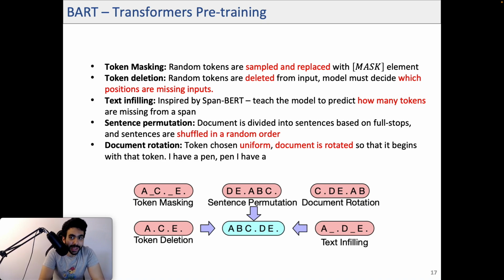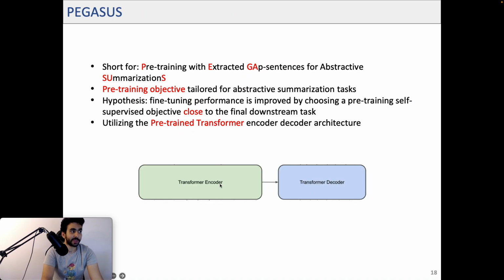And actually, in the end, the authors said that using only text infilling and sentence permutation transformation, with about 30% of the tokens being masked and all sentences permuted, this brought the best performance for BART. Then going from BART to PEGASUS, we're still going through a transformer encoder, transformer decoder architecture.